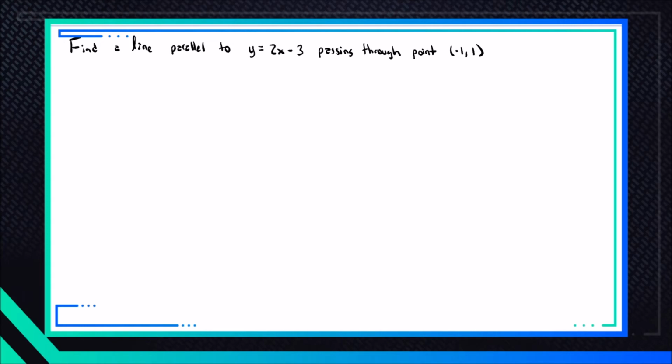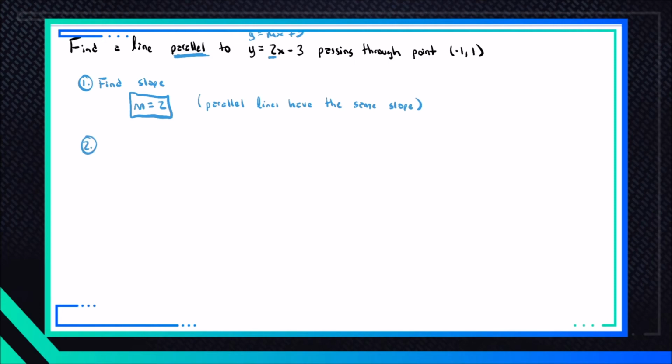So let's identify all the information that we need. First, we need to find the slope of our new line. And we know that we want these lines to be parallel, so it has to have the same slope as this equation right here. And that slope is right here, because this is y is equal to mx plus b. And m is our slope, so m is equal to 2. And we know that parallel lines have the same slope. So m is equal to 2.